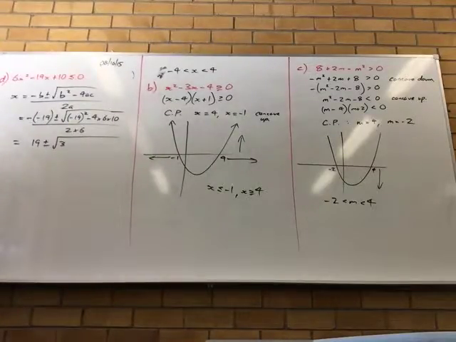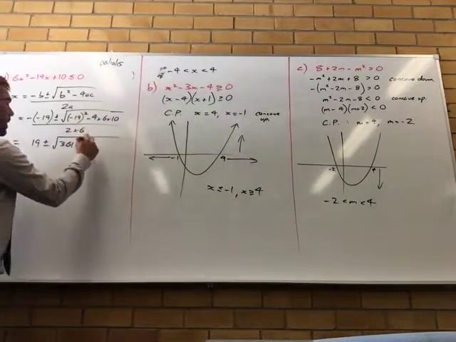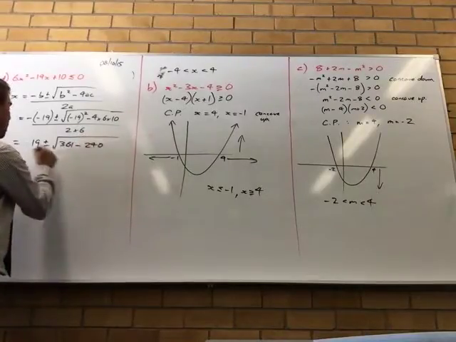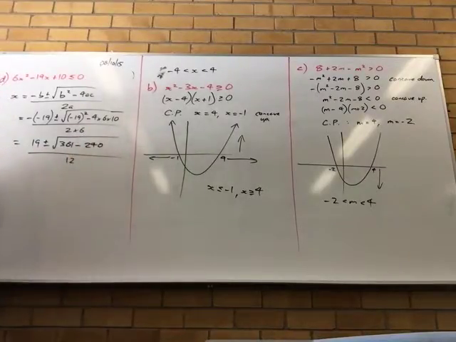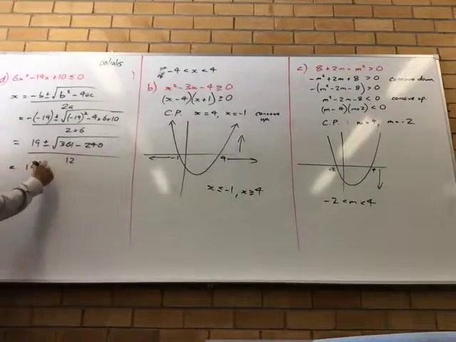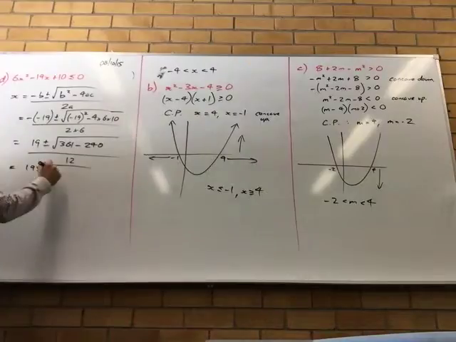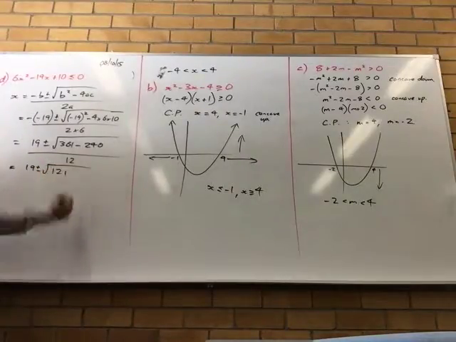361, is it? What's 19 squared? 361, yeah. Minus 4 times 6, which is 24, times 10, 240, over 12. So 121. Oh, nice. We know what the square root of 121 is.